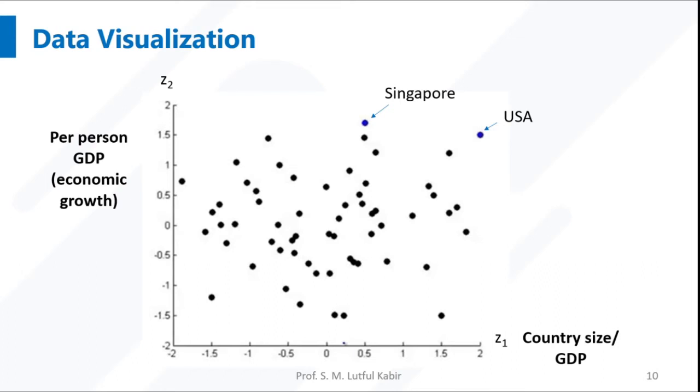That's why this data is visually representative. You can see the data. Previously, you cannot see the data because 50 number of data you cannot plot. So this is how this data visualization you can obtain using your dimensional reduction algorithm.